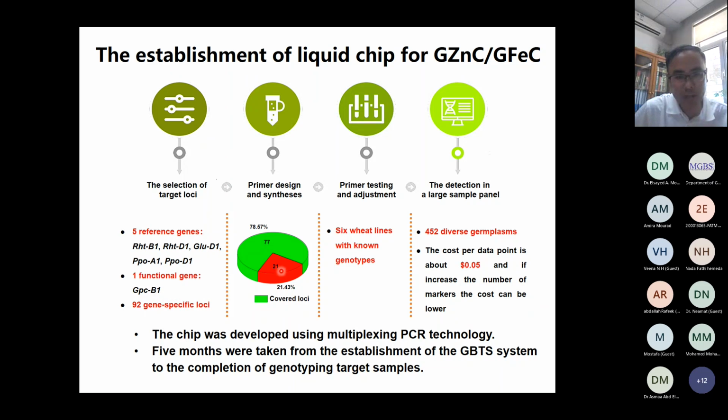Actually, some are not polymorphic, and we finally selected 77 SNPs and tested them with known genotypes. And the chip was developed using multiplex PCR technology. That means we design primers for all the markers and put all the primers together in 1 tube and run the PCR. And finally, we use next generation sequencing, and do the bioinformatics to get all the sequence variation for the SNPs. It takes 5 months from the establishment to the completion of the genotyping of target samples, and the cost is pretty low.